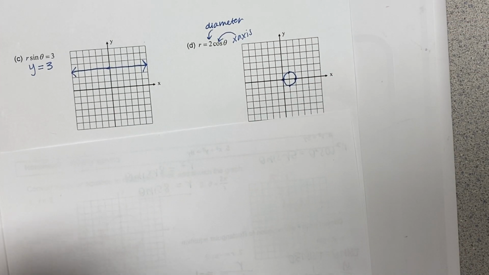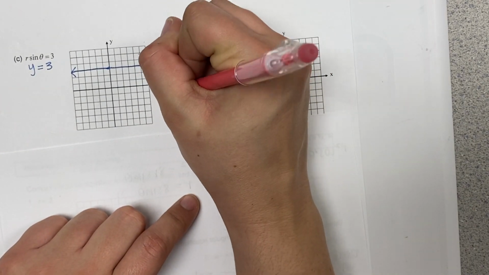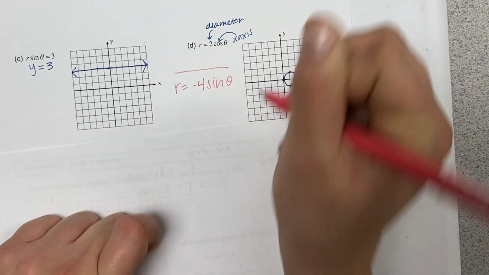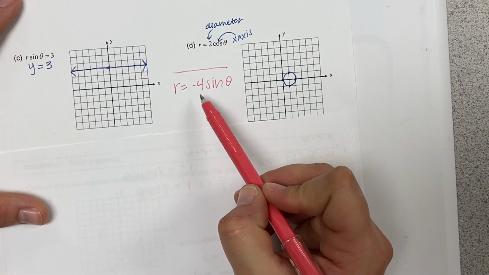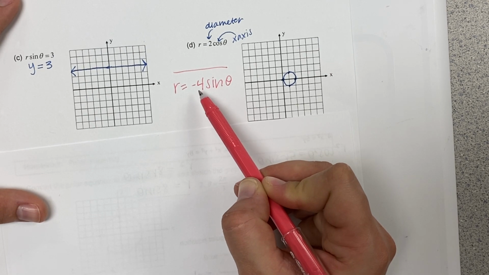Okay, I'm going to do another example on the same one. Say the equation was r equals -4 sine theta. So your diameter is 4. It's on the y-axis, but it's on the negative y-axis.